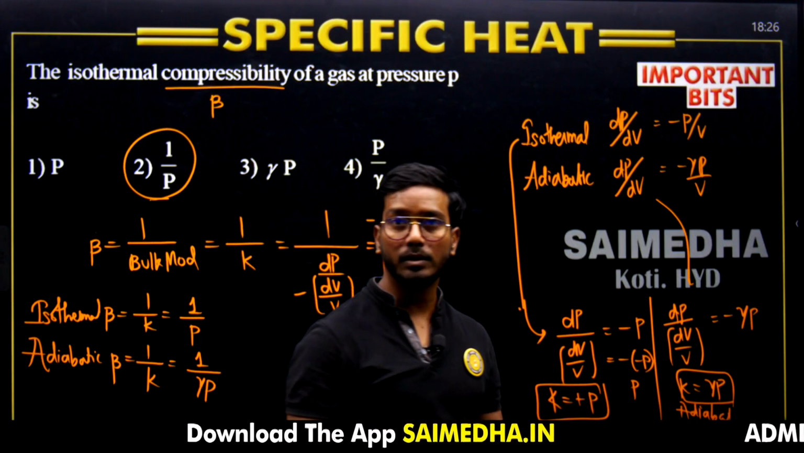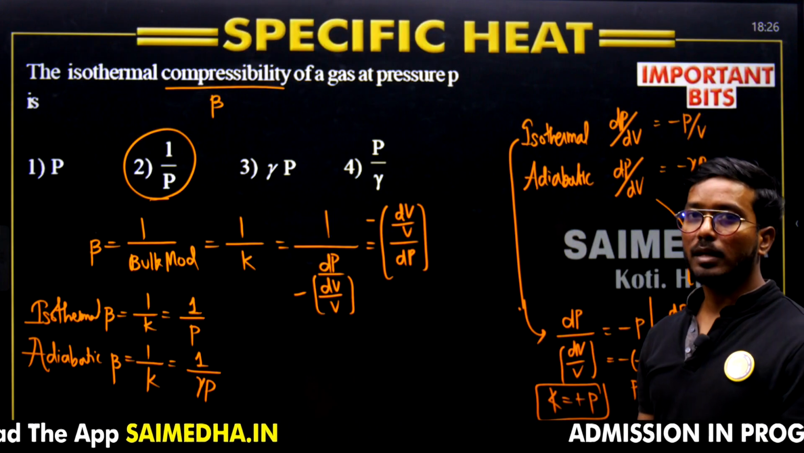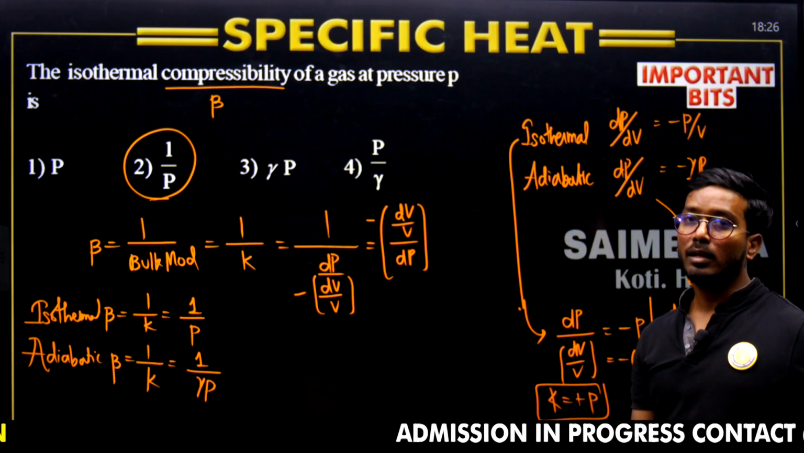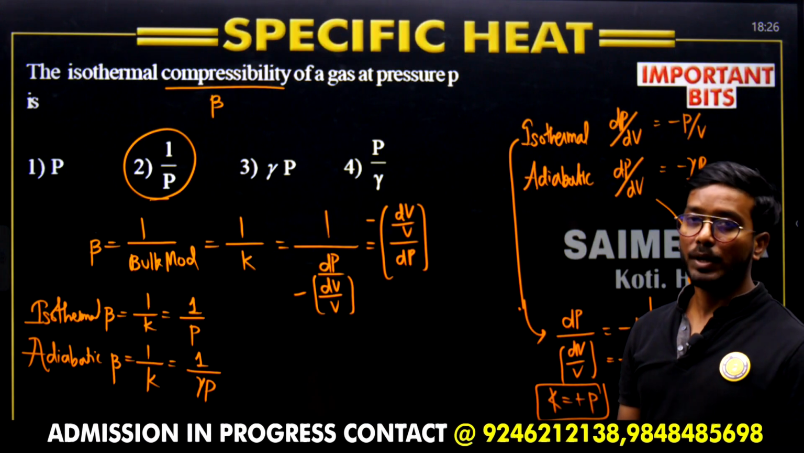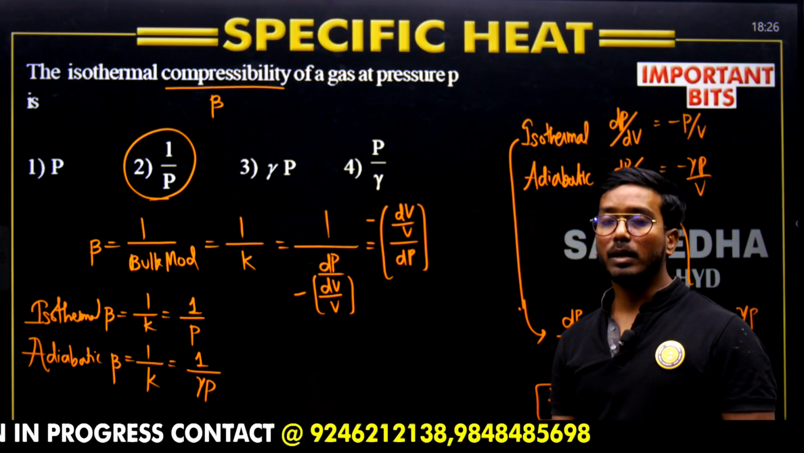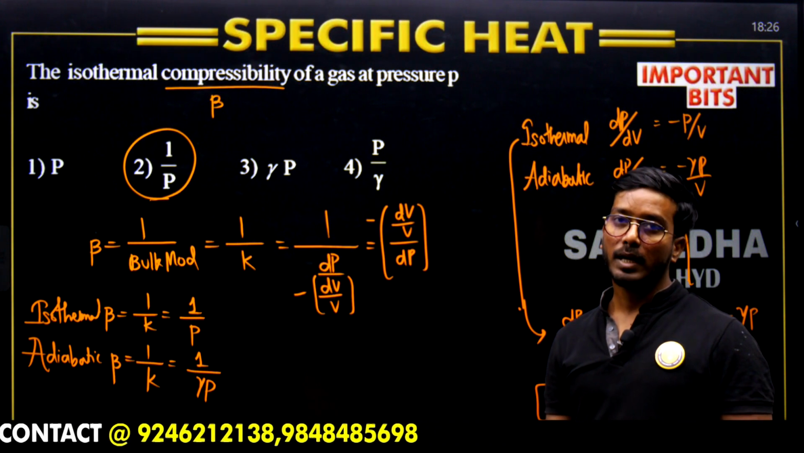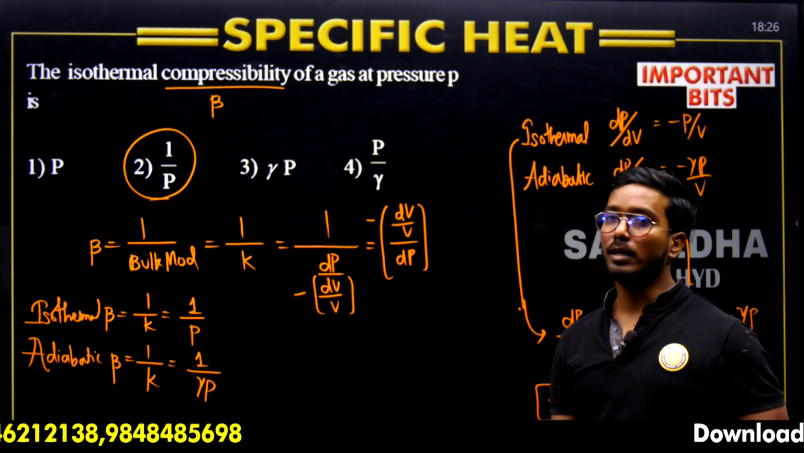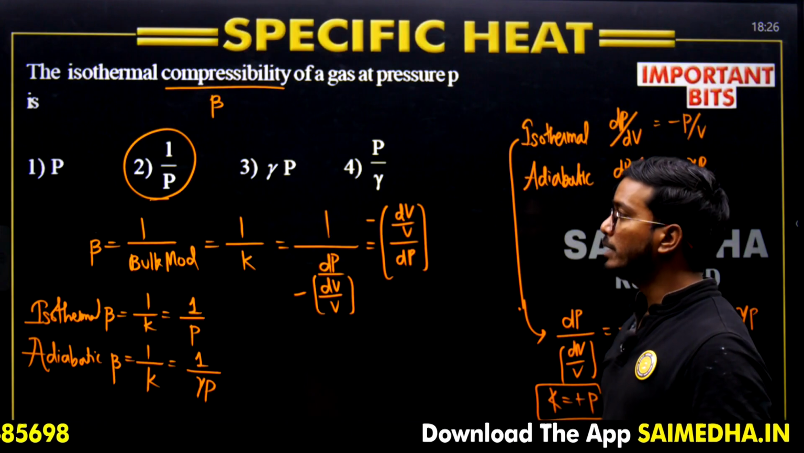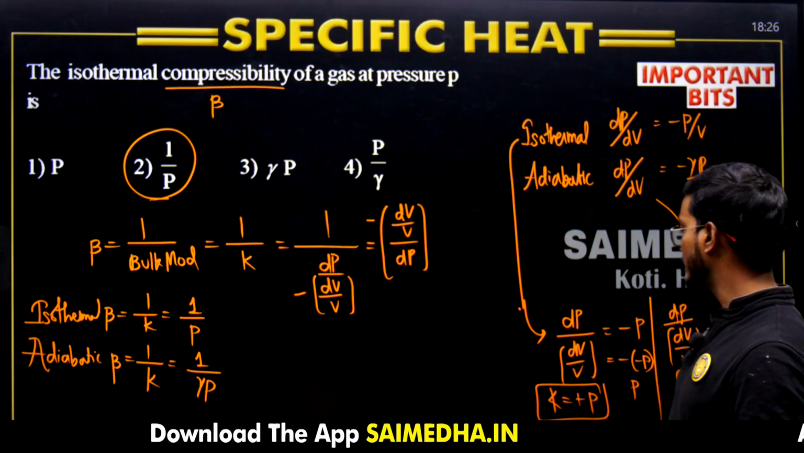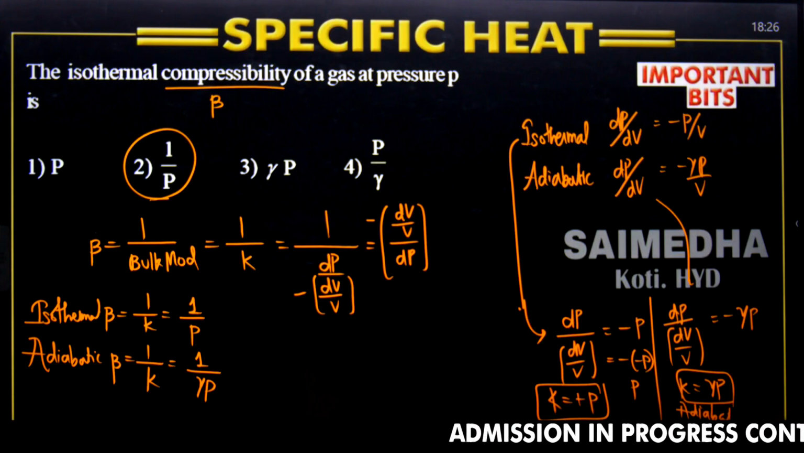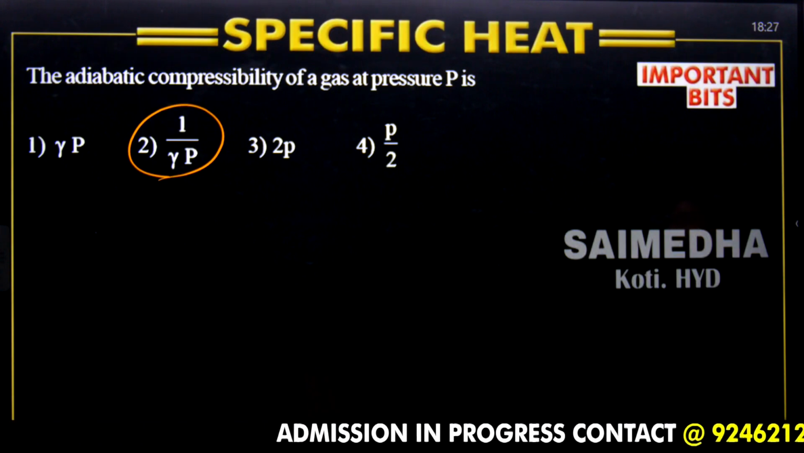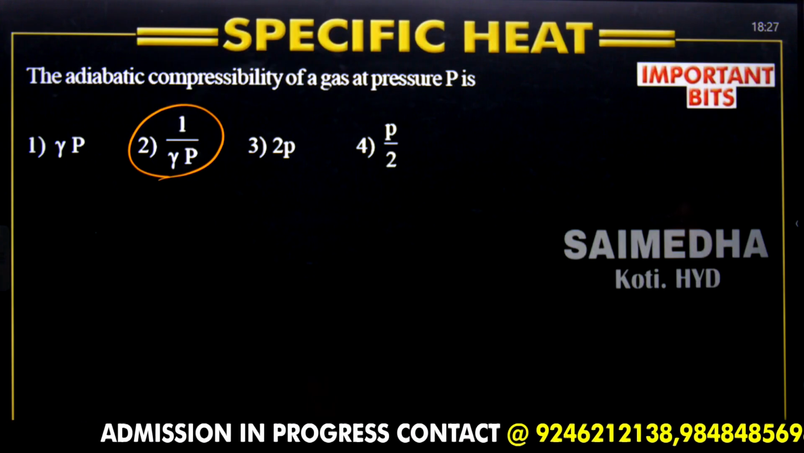So far not yet appeared, but can appear in the examination. Isothermal bulk modulus, answer is P. Compressibility, 1 by P. Adiabatic bulk modulus, gamma P. Adiabatic compressibility, 1 by gamma P. Because compressibility and bulk modulus are reciprocals of each other. So pause the video and note it down. Let's move on to the next question. This is the last question, adiabatic compressibility, where the answer is 1 by gamma P.